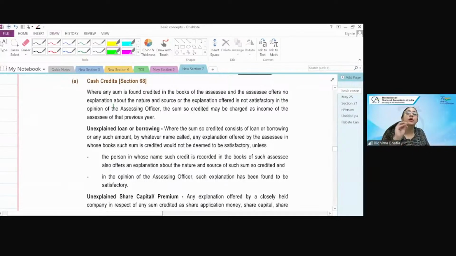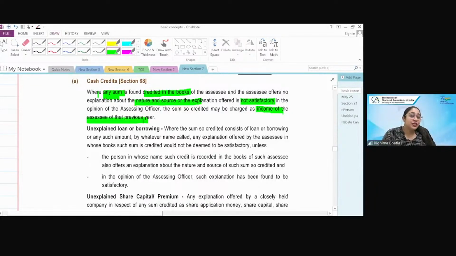First, let me pick up the selective words which will help you identify, and you have to write it in your exam also. First of all, cash credit means when any sum is found in the books of the assessee. That means there is recording of that sum, but of cash credit means any money, not necessarily cash, बैंक entry भी हो सकता है, कुछ भी हो सकता है, ठीक है? And the assessee offers no explanation about the nature or source, or the explanation offered is not satisfactory. Okay, so they are not able to offer any explanation, or they are not able to offer a satisfactory explanation. Then this particular amount would be treated as the income of this assessee.